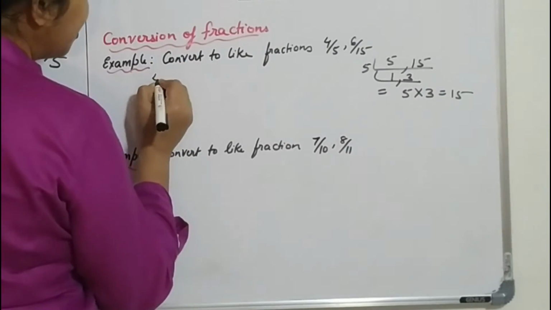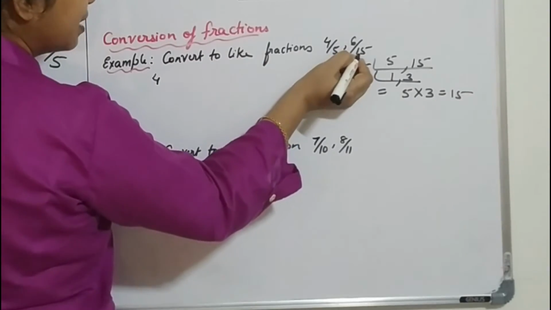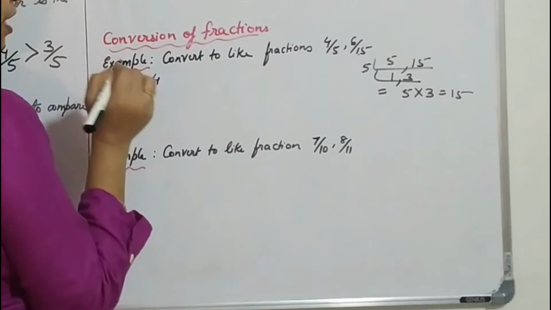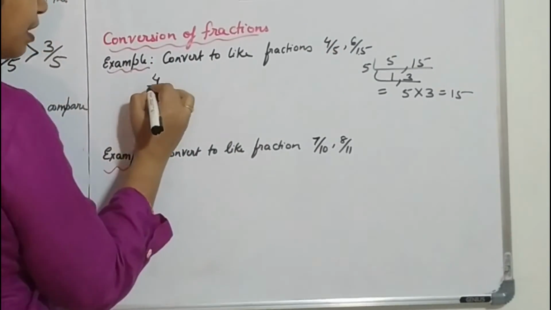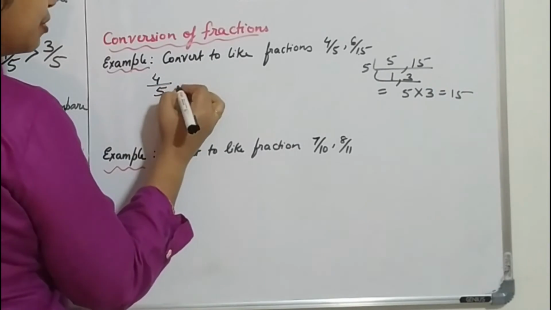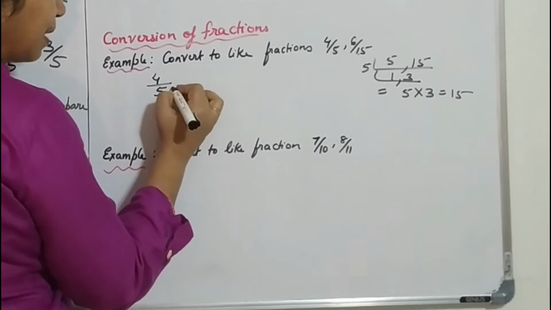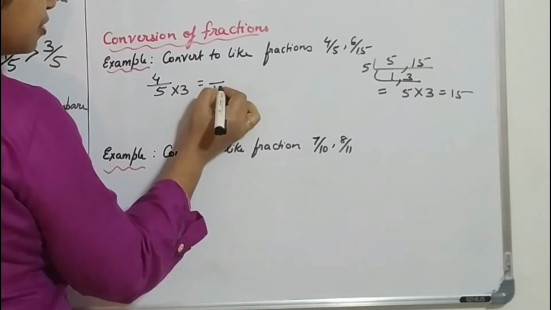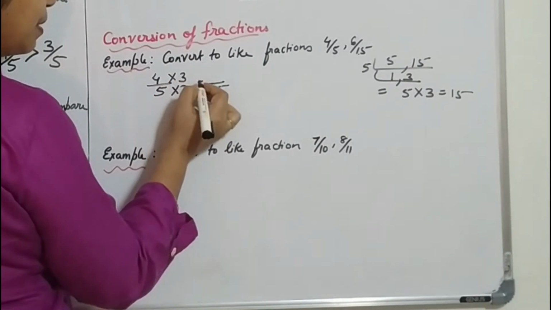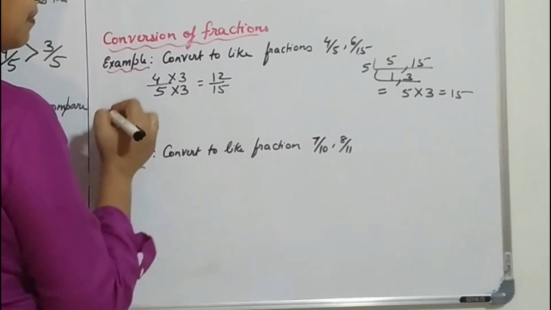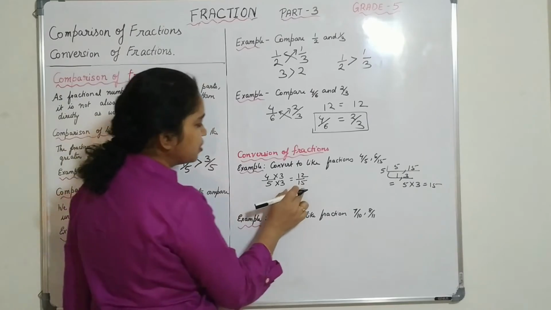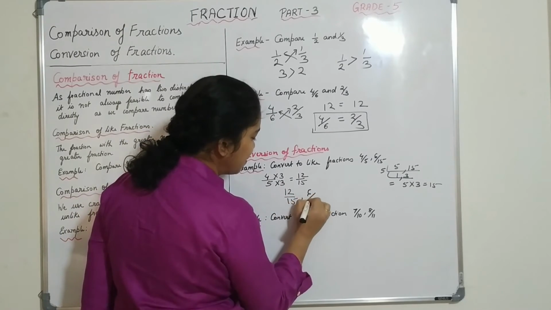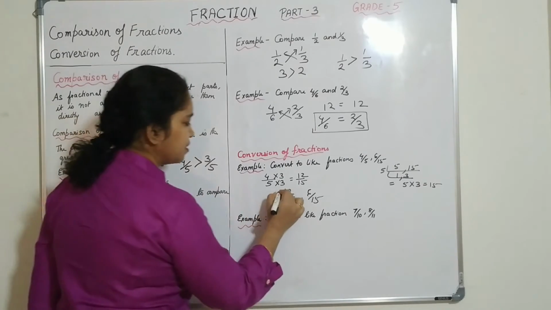In the second one 15 is there. In the first one 15 is not there, so you have to make the denominator 15. How to do it? For 4 by 5, you can multiply by 3. 5 into 3 is 15. Here also you have to do the same thing to the numerator: 4 into 3 is 12. So 12 by 15. So this is a like fraction. 12 by 15 is a like fraction to 6 by 15. So this is the answer.